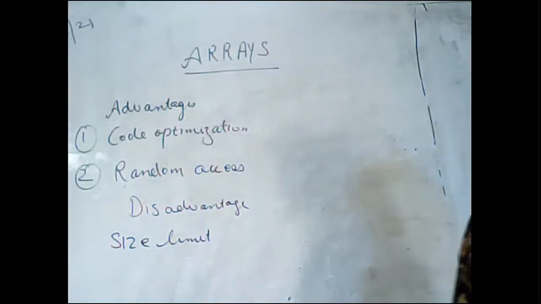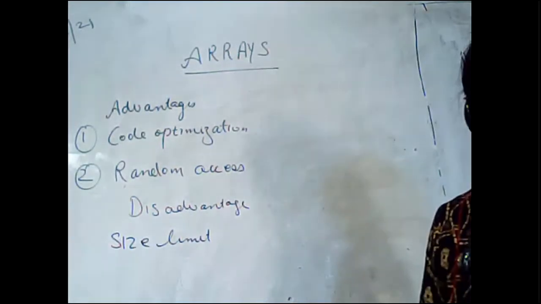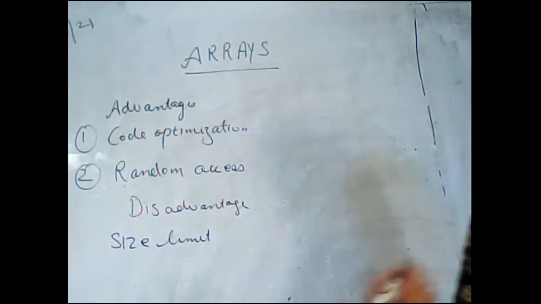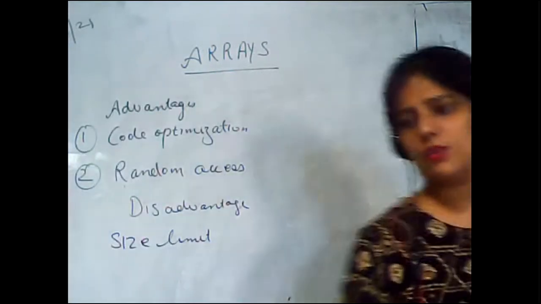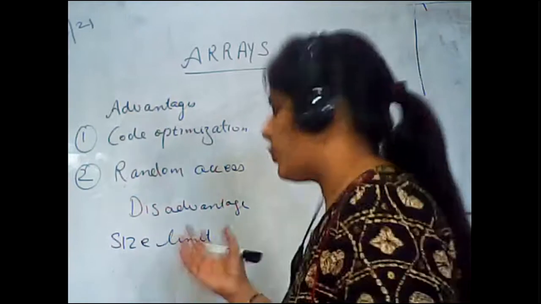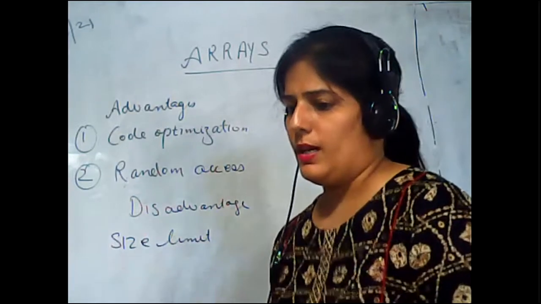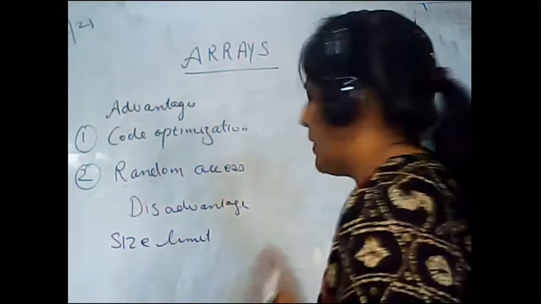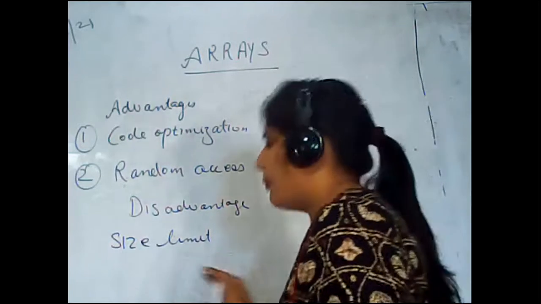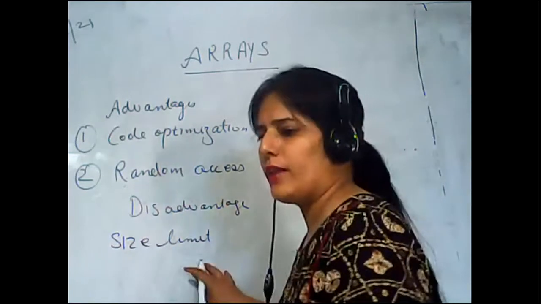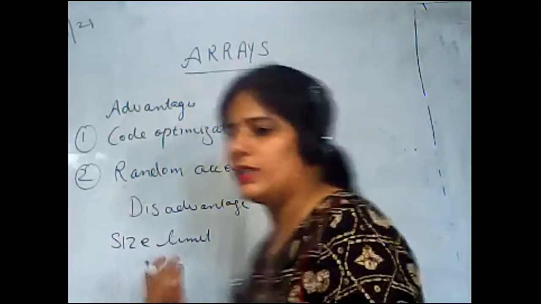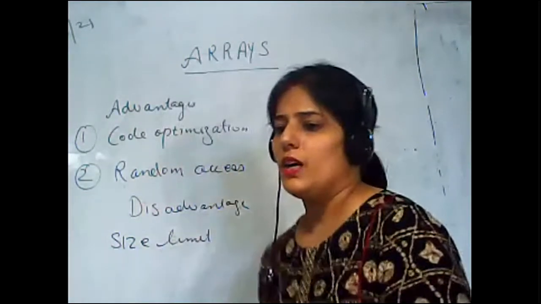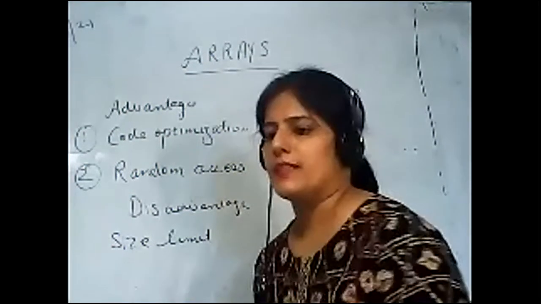So we need to maintain that particular size. There are also collection frameworks that help us to grow the size at the time of execution, but that particular thing is not part of our content. Overall, we can say that we have a size limit disadvantage in case of an array, which doesn't allow the size of an array to grow itself at the time of execution.